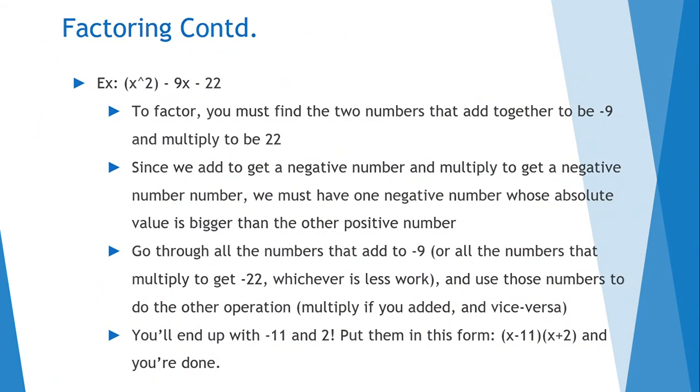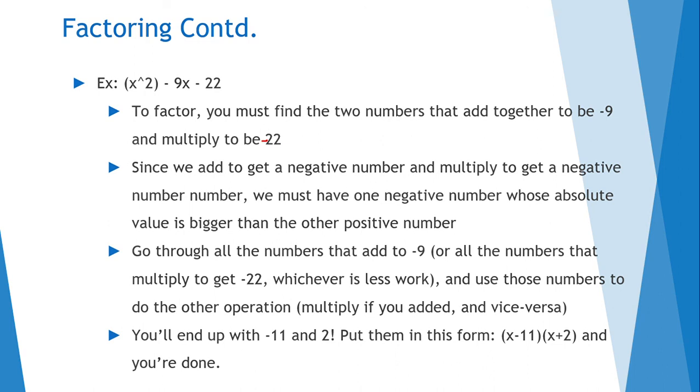And now the last example. There's a couple more that we might need to use later on, but I'm just going to go into this one as a brief dip into what factoring is. So to factor, you must find the two numbers that add together to be -9 and multiply to be -22. Sorry, that's a little bit of a typo on my part. Since we add to get a negative number and we multiply to get a negative number, we must have one negative number and one positive number, because negative times positive is negative. And since the sum is negative, our negative number must have a bigger absolute value than our positive number.